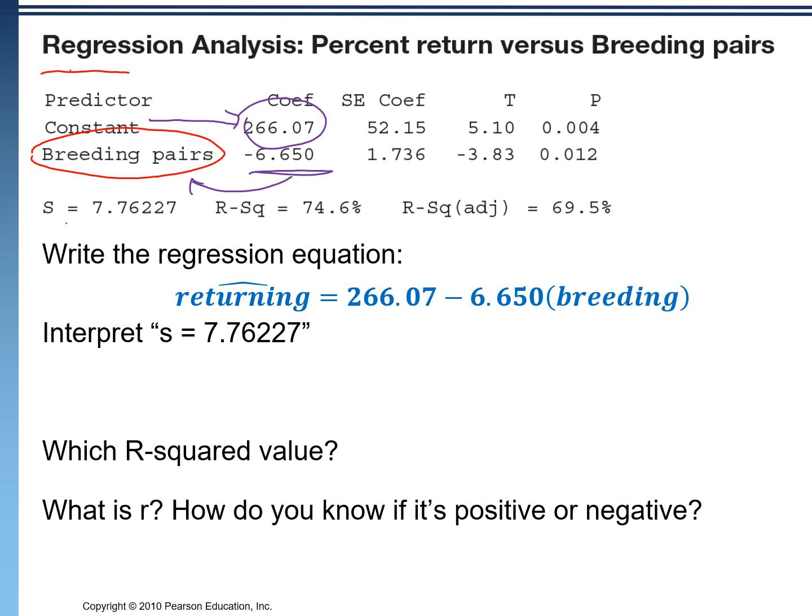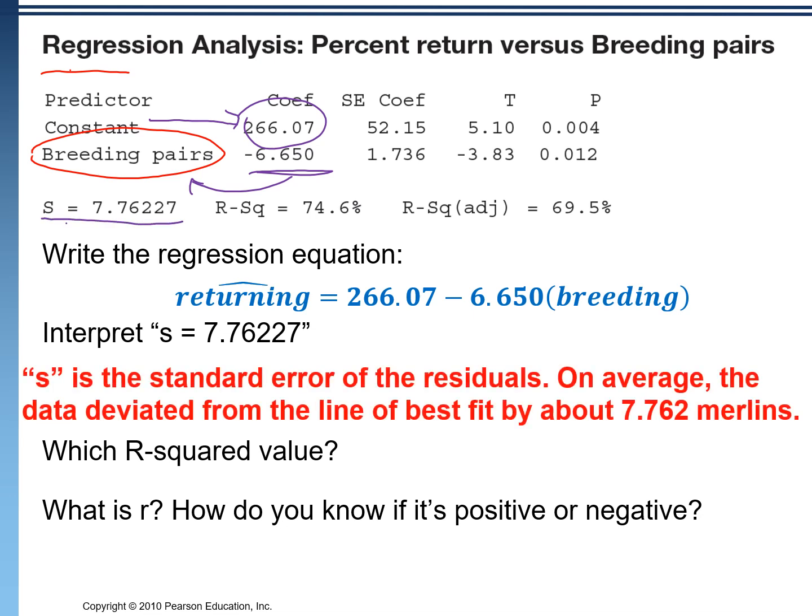Interpret S equals 7.762. This is the standard error of the residuals. It's telling us on average, the data deviates from the line of best fit by 7.762 merlins. So if we took all those residuals and averaged them all together, that's what we would get.